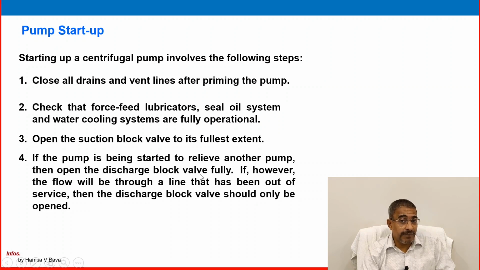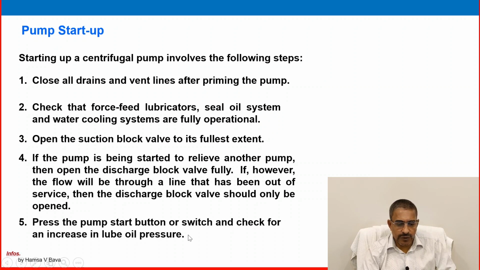That means if another pump, like pump A, is working, and we are going to start pump B, then we switch off or shut down pump A. In that case, since another pump is running, you can open the discharge block valve fully. If however the flow will be through a line that has been out of service, then the discharge block valve should only be opened gradually. So if no other pump is there and a fresh pump is starting, the discharge block valve will be in the closed position before starting the pump.